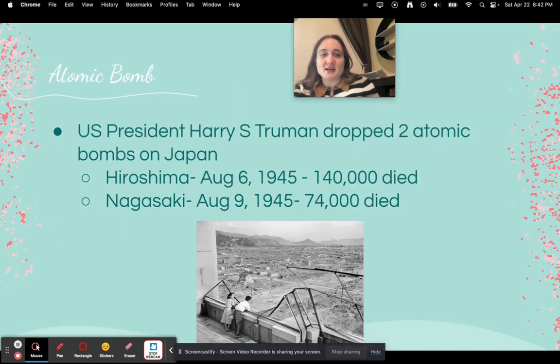So the atomic bomb. US President Harry S. Truman dropped 2 atomic bombs on Japan. And this is going to be a big factor in the movie. The first one is in Hiroshima, which is what you'll see in the movie, on August 6th, 1945. It instantly killed 80,000 people, leading to approximately 140,000 dead in that city, which is about a third of the city's population at that time. And then there's Nagasaki, which happened on August 9th and killed 74,000 civilians. Okay? These weren't soldiers, these were civilians.